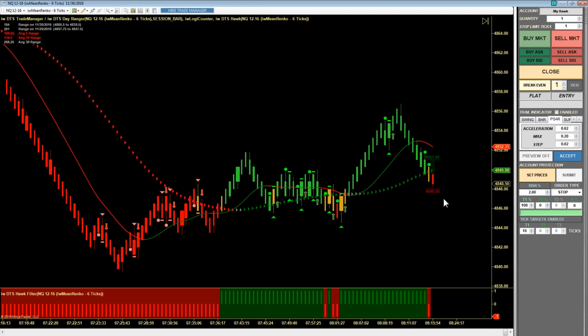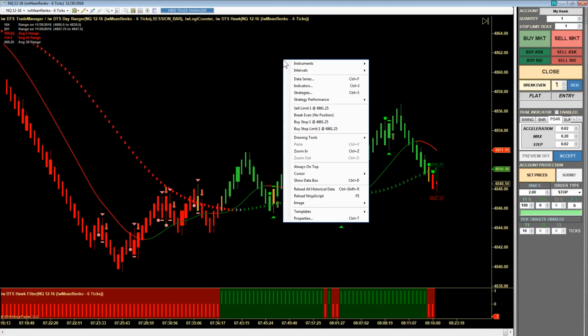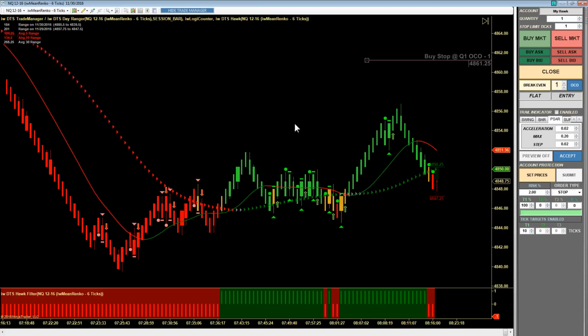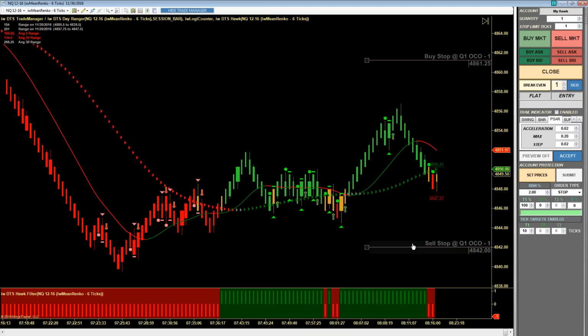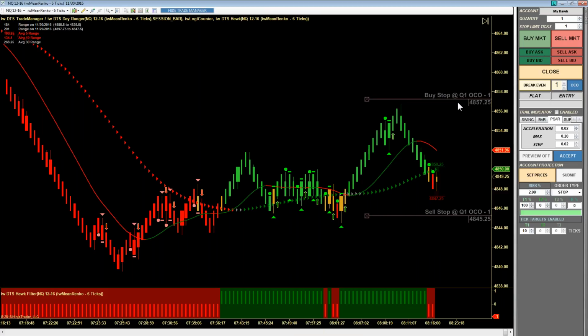Frank asked, do I need to click OCO? No, the OCO stands for one cancels other. And the way the OCO order works, now these orders are live when you put them on your chart, so it's a good idea to place them away from your market and then bring them in. Now the OCO, these orders are linked. You'll see how it says OCO 1.